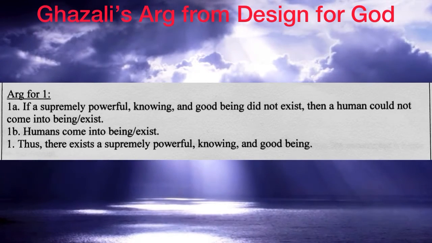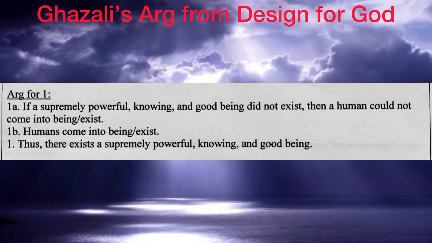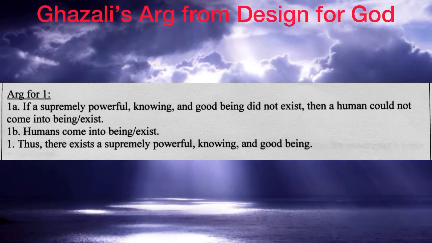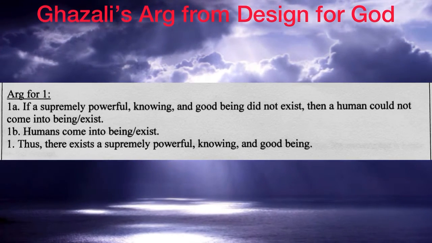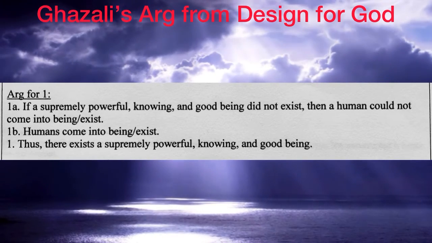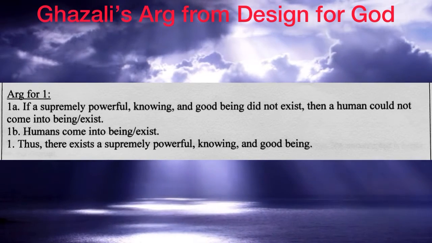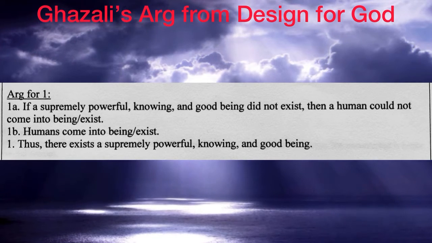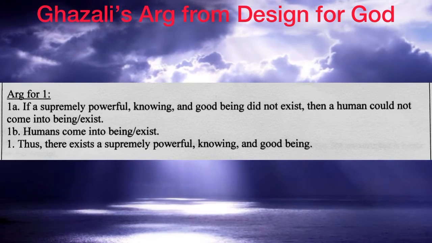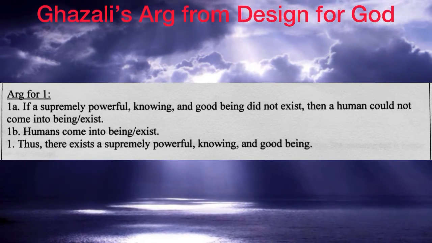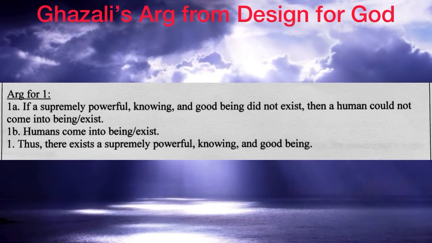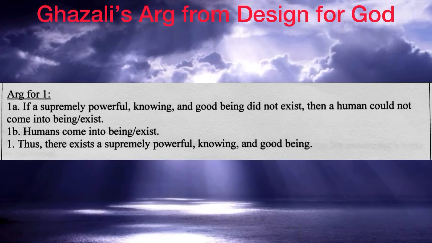Again, if there wasn't a supremely knowing, powerful, and good being, then you couldn't get a creature such as a human being in existence having the features that it does. But human beings do exist, therefore there must be a supremely good, supremely knowing, supremely powerful being. Okay, that is the crux or the main idea of the argument for premise 1.